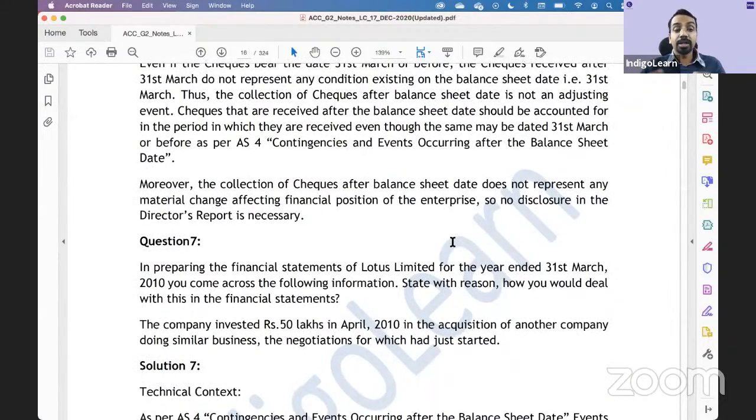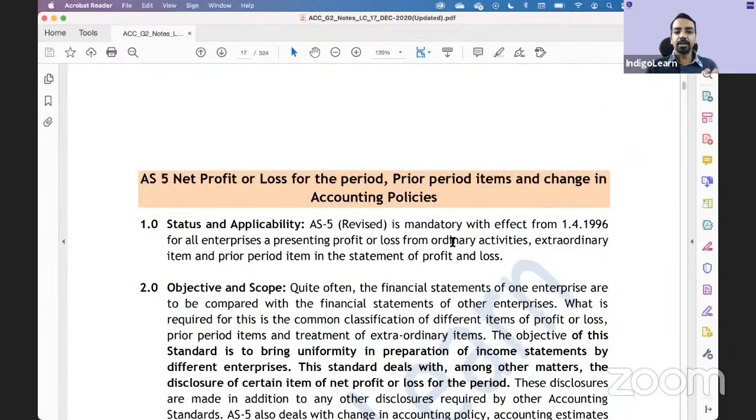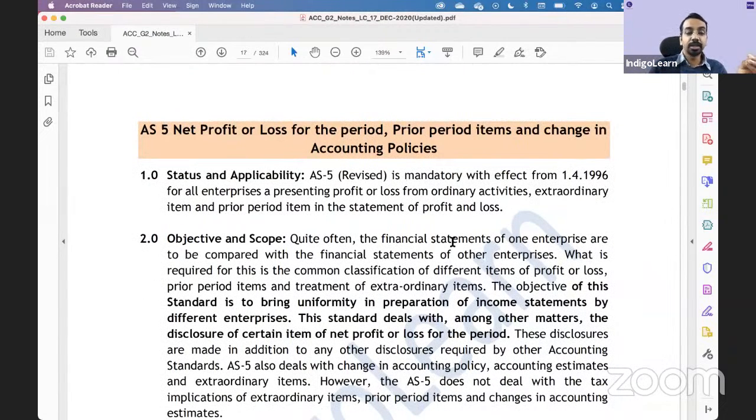Then accounting standard 5, again simpler concepts. Around those concepts only you will get the questions in the examination. That is your net profit or loss for the period, where we talk about ordinary items and extraordinary items, then prior period items and changes in accounting policies. These are the 3 aspects which are broadly covered by accounting standard 5.